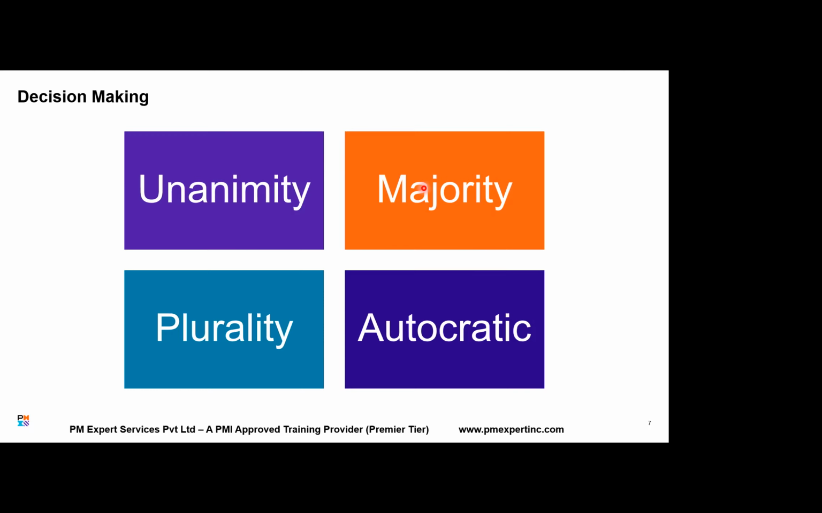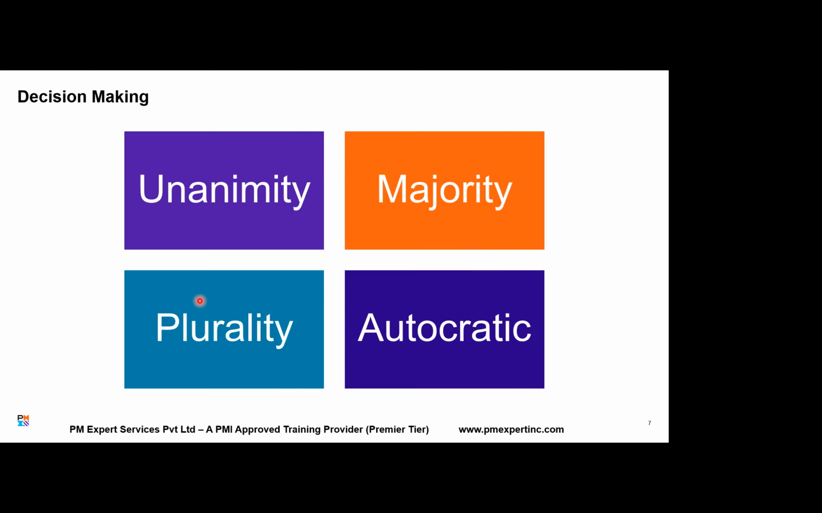Now let's look at plurality also. Suppose we are divided. We are 6 people: 3 say it should be included, 2 say it should not be included, and 1 says, I'm not sure. Now, in this case, how many groups are there? 3. But is there any majority? No majority is there.